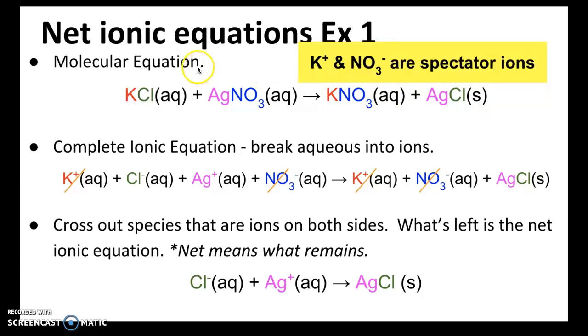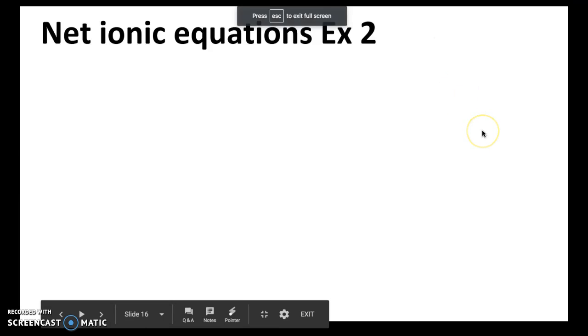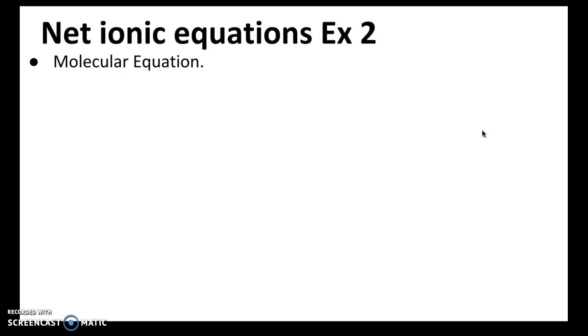All right, we're going to look at one more example where we follow these steps to do the net ionic equation: molecular equation, then complete ionic equation, and then cross out species on both sides. Okay, so here's our second example. We're looking at an acid-base neutralization. So let's start off with the molecular equation.